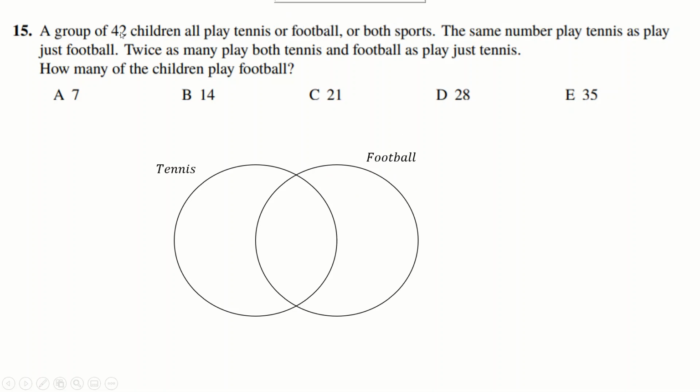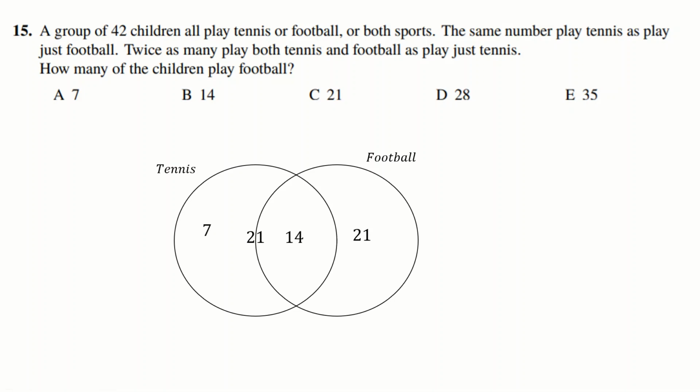Now, if there are 42 children and the same number play tennis as just football, that means there must be 21 and 21. I've put 21 here because it's in all of tennis. It's not this segment and it's not this crescent here. It's all of tennis, and 21 over here is just the crescent in here, which is why it's over on this side. Okay, twice as many play both tennis and football as just tennis. So of the 21 that are in this circle, twice as many are here as here. And without too much thought, it gets you 14 and 7.